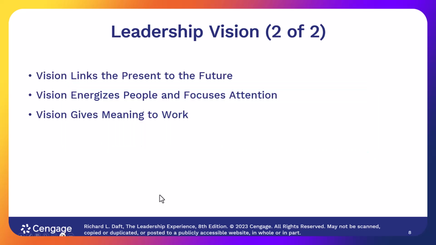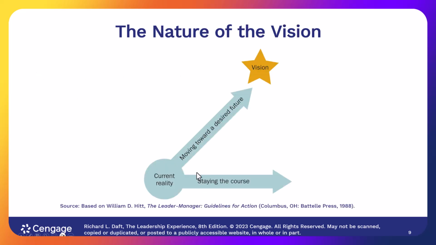Leadership vision. Vision links the present to the future. Vision energizes people and focuses attention. Vision gives meaning to work. So when you look at the vision, this is the thing right here. Say, okay, we're here, and I want to take us to this next location. I want to take us higher. And then by sharing it, what I found with these kinds of leaders is they can energize others to believe and see it. But most importantly, it gives meaning to what they do. What's the method for the madness? Or there is a method for the madness.